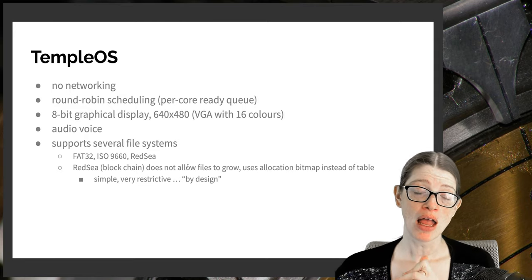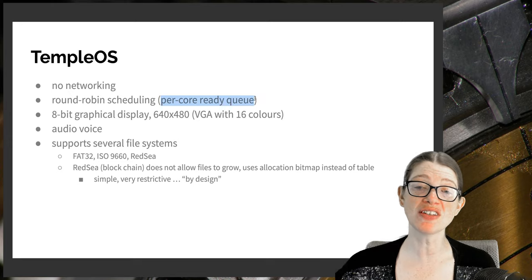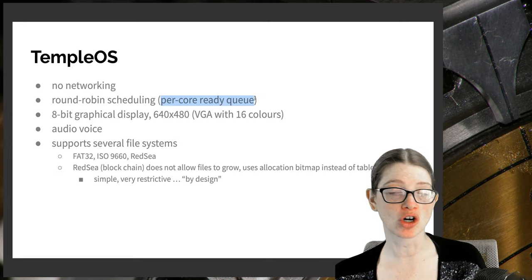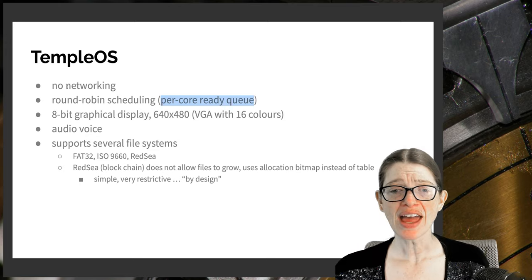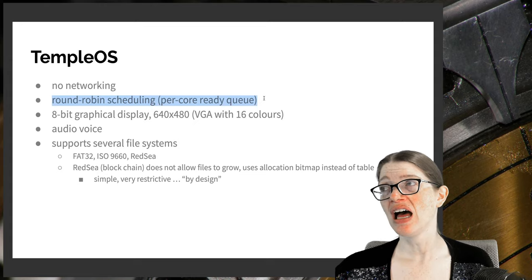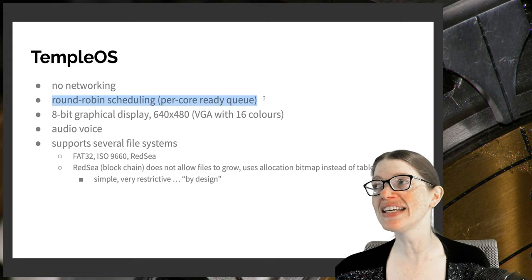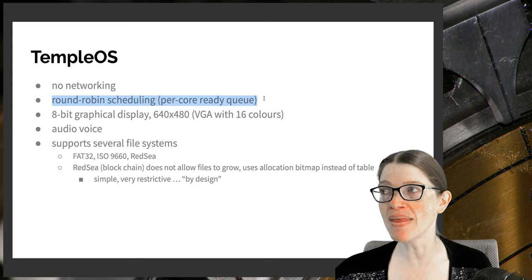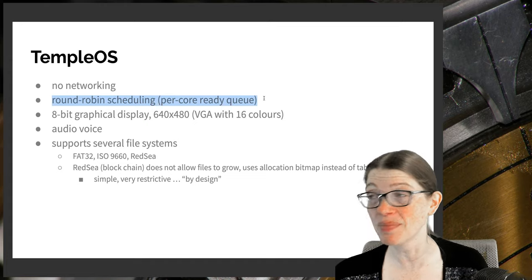Very easy. Now, what is a more modern idea is that because this supports multiple core processors, they have one ready queue per core. So that's actually pretty good. And you might be thinking, are we going to have load balancing issues? I don't think so. TempleOS isn't really something where, because it uses cooperative concurrency and the way that it's designed, I don't really see you running like 100 programs at the same time. That just doesn't make sense.